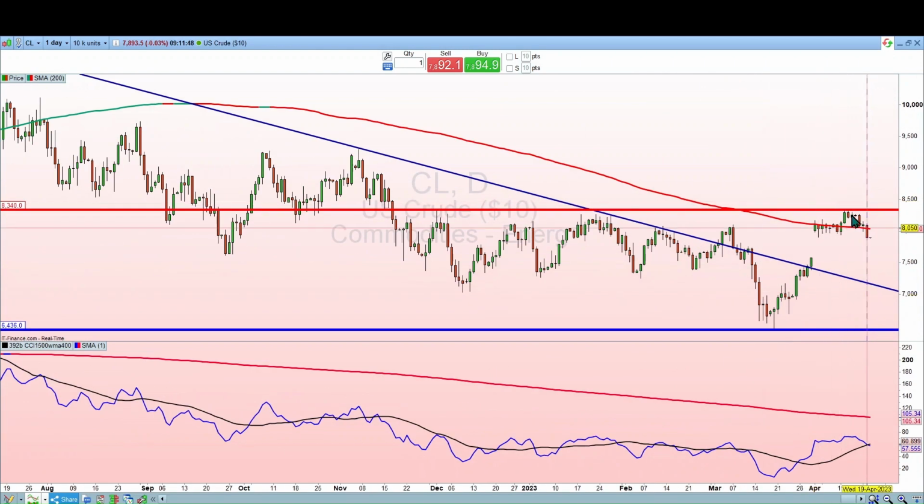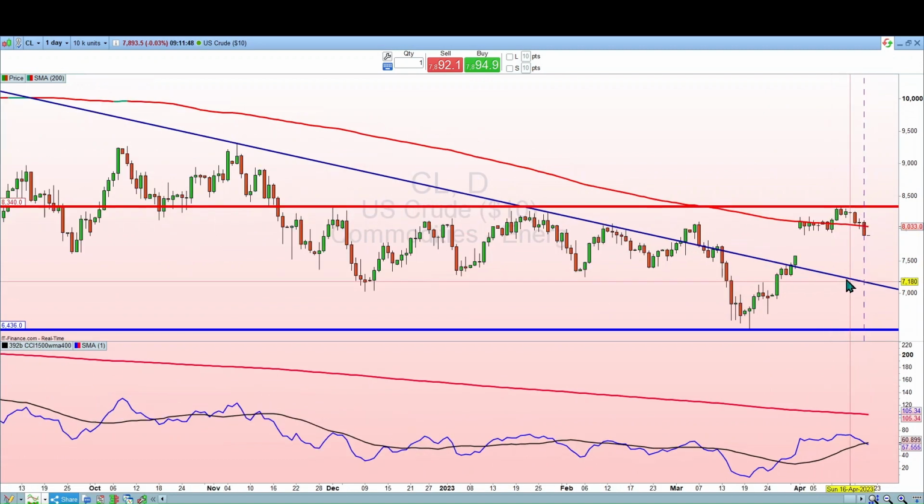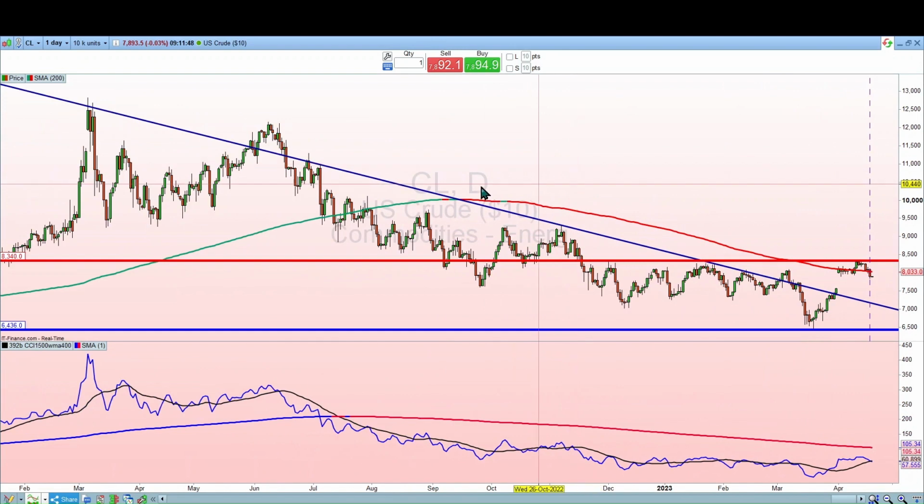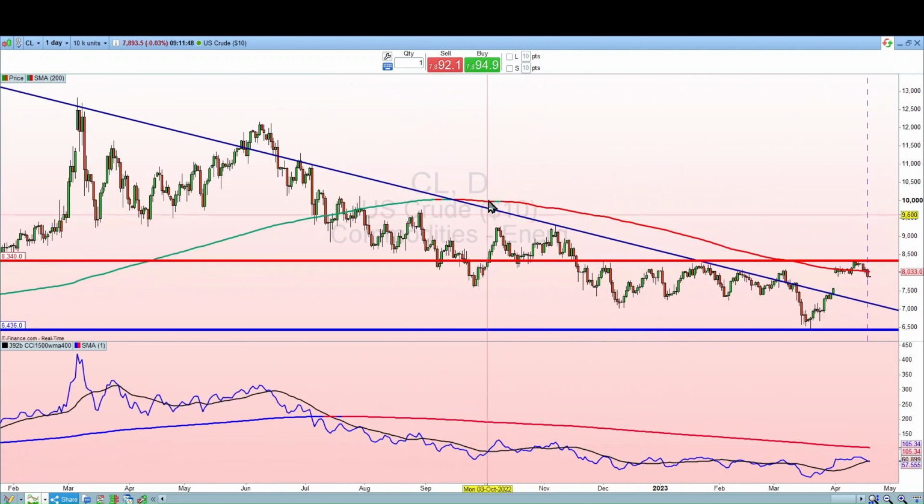You can see there it's bounced off that resistance area since our last few updates and is continuing to the downside. I've also drawn this diagonal descending trend line through those tops and through those ranges, and it looks like it may gravitate back towards that descending trend line possibly.